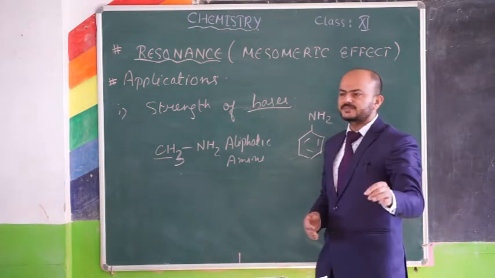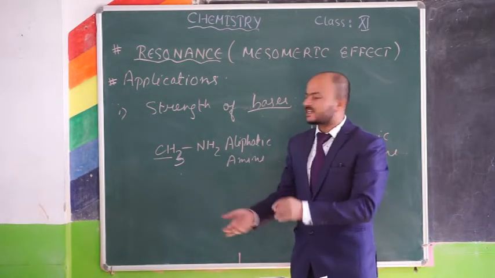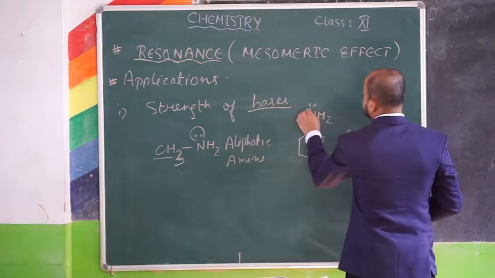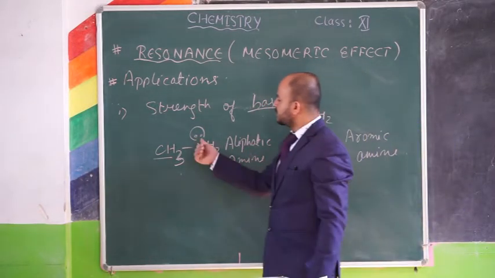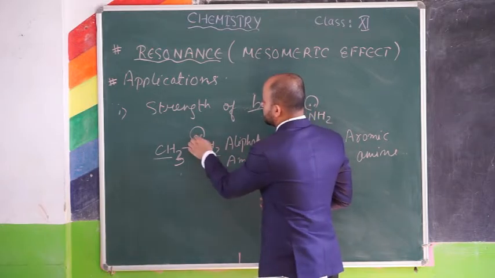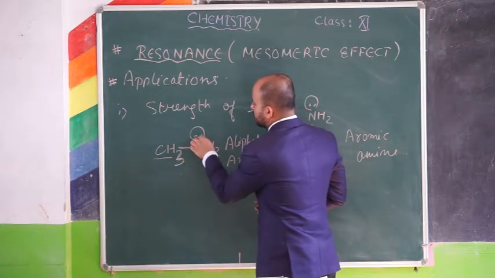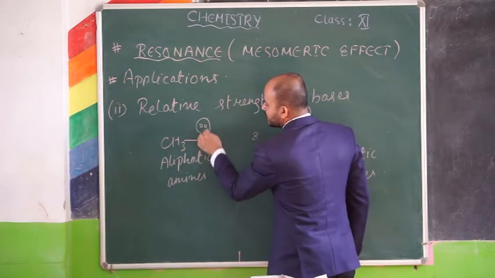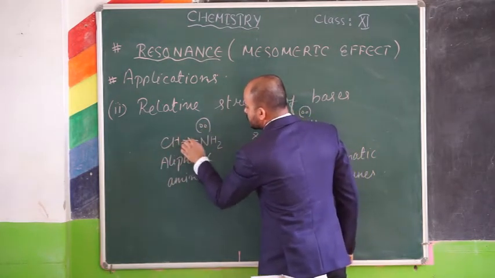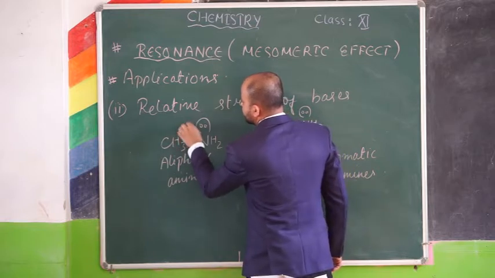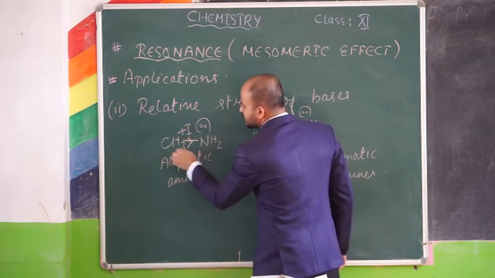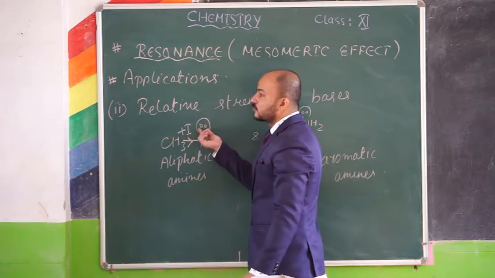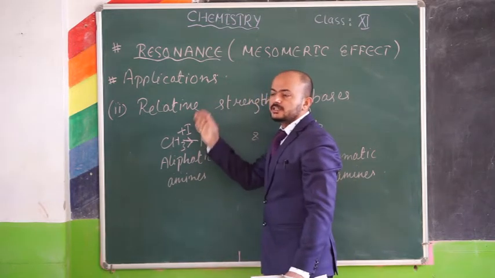Basic strength, as I told you, depends upon how easily it can donate its lone pair of electrons. Nitrogen has a lone pair of electrons here, and here also. In the case of aliphatic amine, the lone pair is on nitrogen, and this CH3 group shows a plus I effect. Due to the plus I effect of the CH3 group, the electron density over nitrogen is enhanced. Therefore, this lone pair is always ready to be donated.